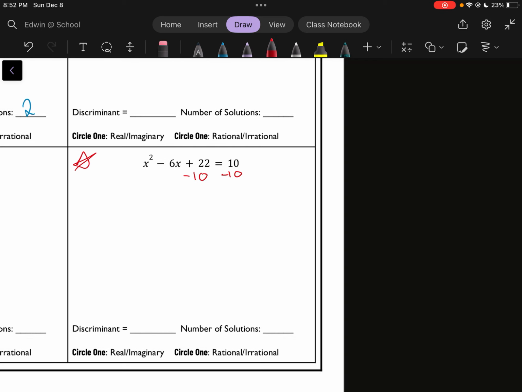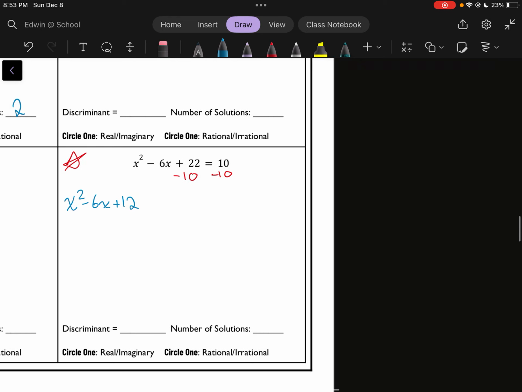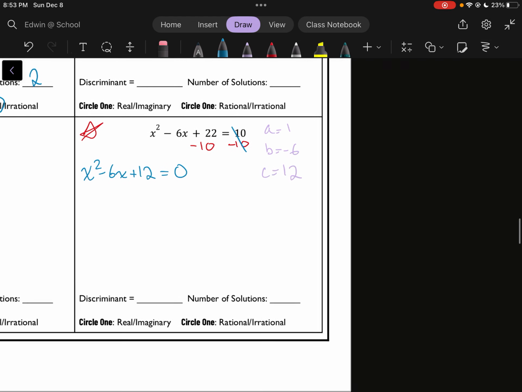Let's make sure it's in standard form. That means x squared minus 6x stays the same. And that 22 gets subtracted by 10, meaning we're going to have a 12. So, okay, we got that. And it's also equal to 0 because the 10's canceled out. We got a is equal to 1, b is equal to negative 6, c is equal to 12.